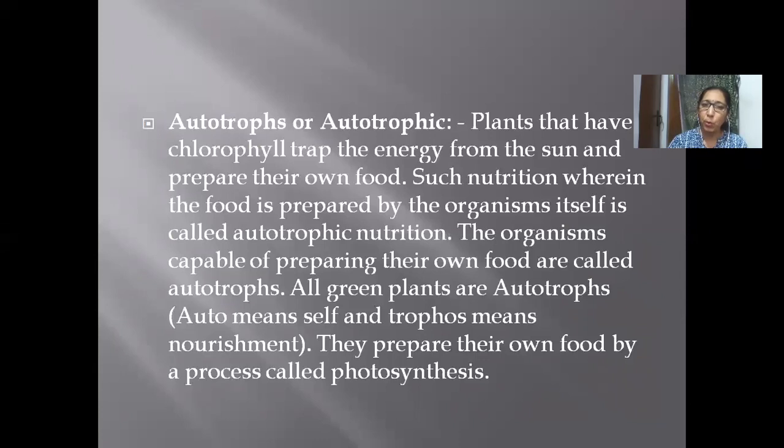Such nutrition wherein the food is prepared by the organism itself, we call autotrophic nutrition. The organisms capable of preparing their own food are called autotrophs. So those organisms which can synthesize their own food, we call them autotrophs. All green plants are autotrophs.